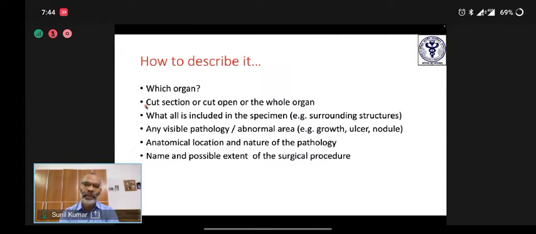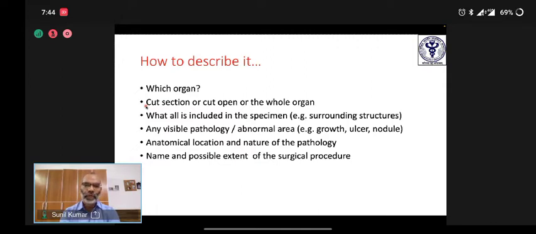Then comes any visible pathology or abnormal area which you can see. For that, I said take a good look. Don't be in a rush, don't be in haste, so that you don't miss that. There may be a growth. What kind of growth is there, where it is located, just describe briefly the growth. There may be an ulcer, just like suppose you are getting a specimen of oral cancer, hemimandibulectomy specimen, there will be an ulcer, there may be a growth also. Or there may be a nodule. For example, if you are getting a liver tumor or a lung mass, there may be a nodule if they are given in cut section or cut open.